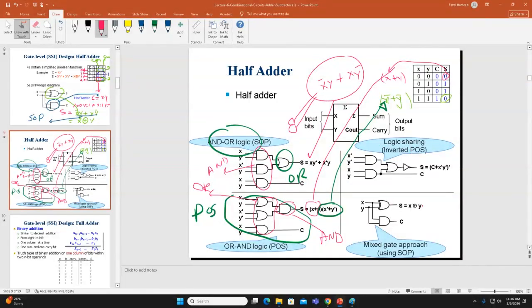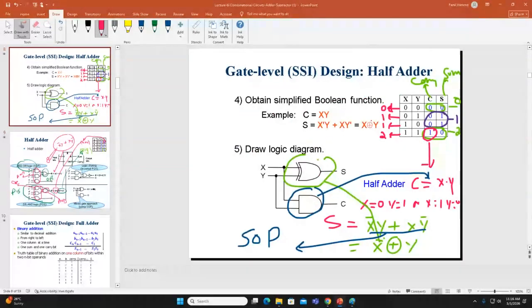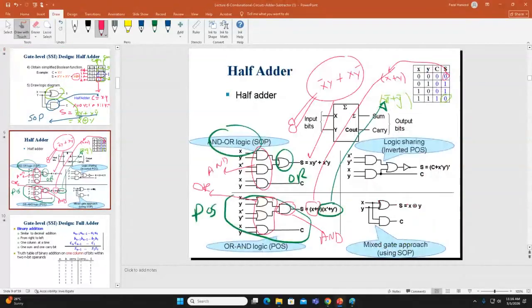And now can you see here the last one? We already derived the expression for S. What was the expression for S? S is X exclusive OR Y. We already derived it here. And C is equal to X Y. So this approach is called the mixed gate approach. In this mixed gate approach, we have the first an exclusive OR gate, and the second gate is an AND gate.